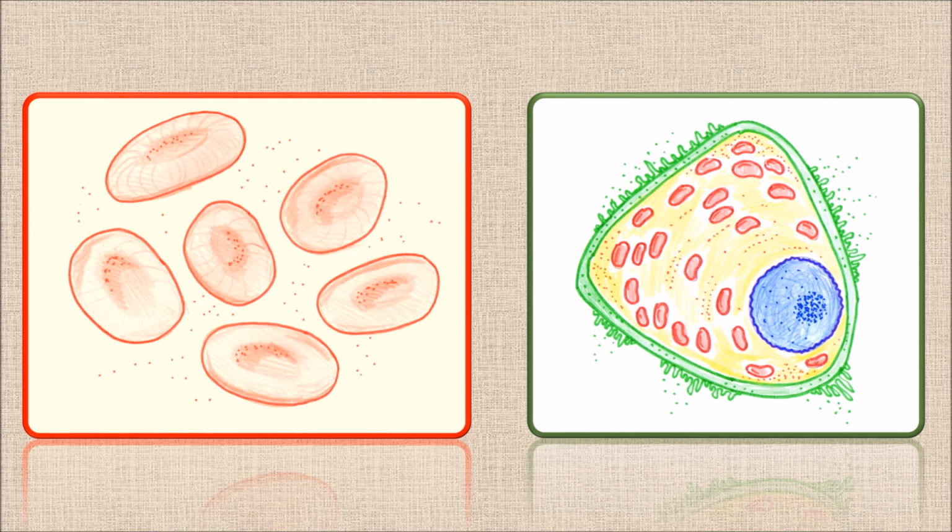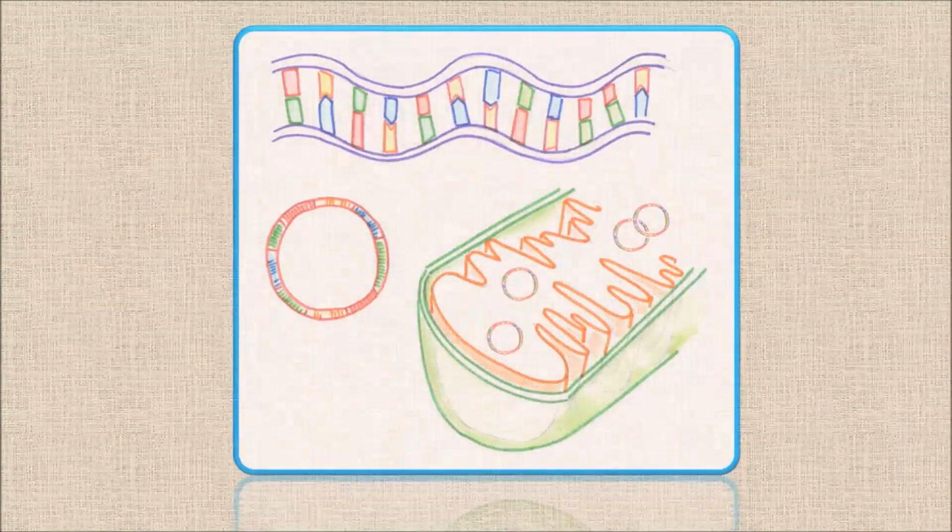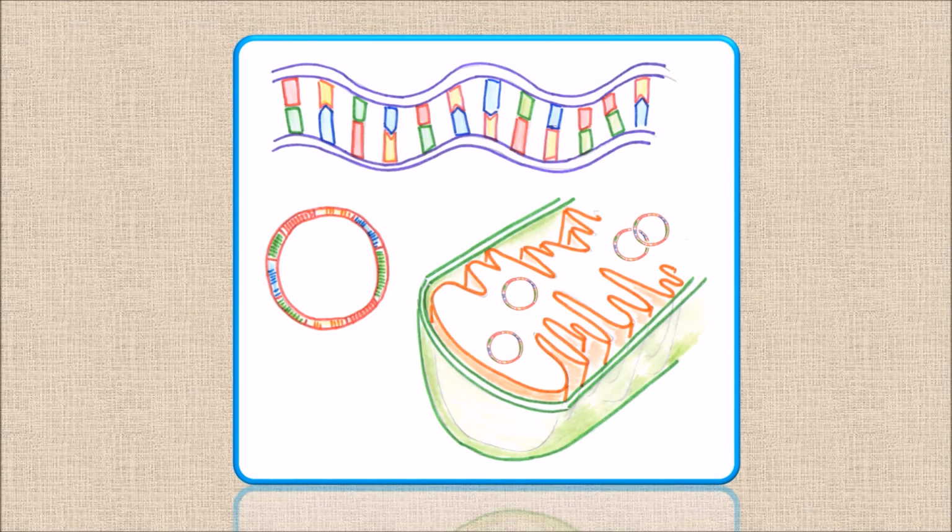Although most of a cell's DNA is contained in the cell nucleus, the mitochondrion has its own independent genome, which is organized as several copies of a single, usually circular, chromosome.